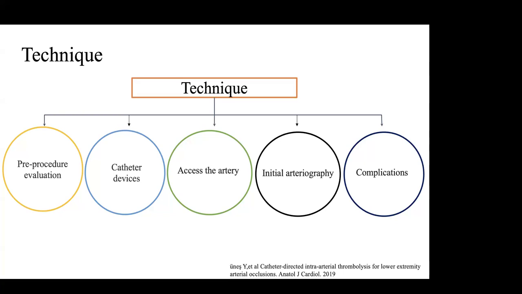After this, attempts are made to cross the occlusion with a wire, first you insert the guide wire, followed by the infusion catheter. If we are able to easily cross the thrombus, this is a positive prognostic factor, indicative of a successful thrombolysis. And if we are unable to cross the lesion, then the catheter is to be positioned just proximal to the occlusion.